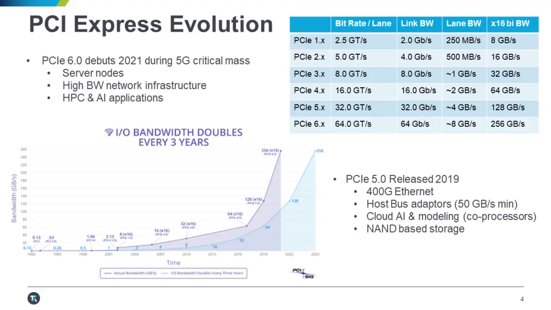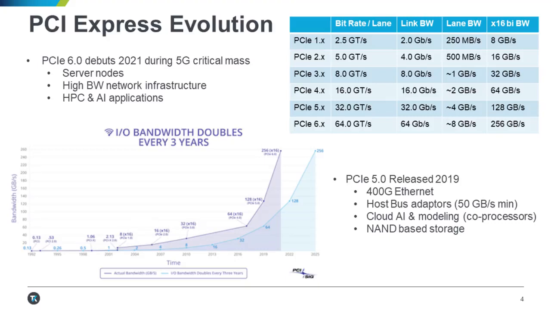For Gen 5, we had a big push for 400G Ethernet host bus adapters at 50 gigabytes per second minimum, cloud AI and modeling, using co-processing, NAND-based storage, and then Gen 6 we're seeing, as we're expecting it to debut in 2021.